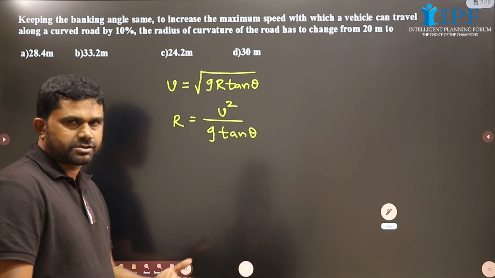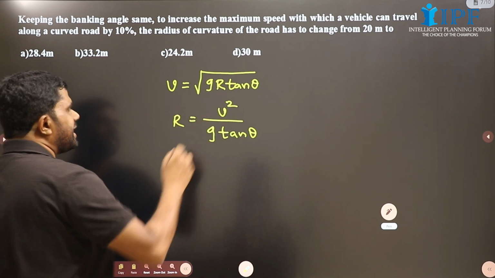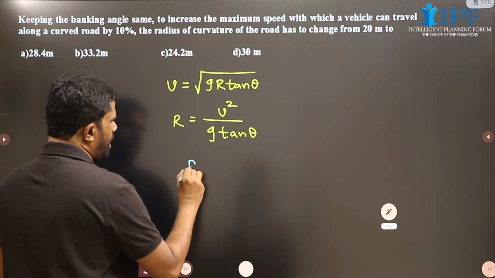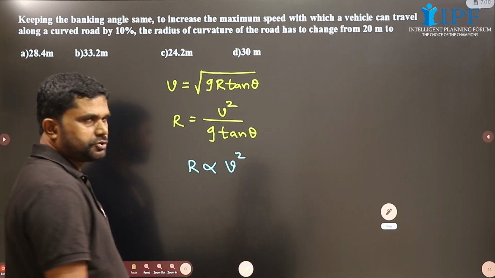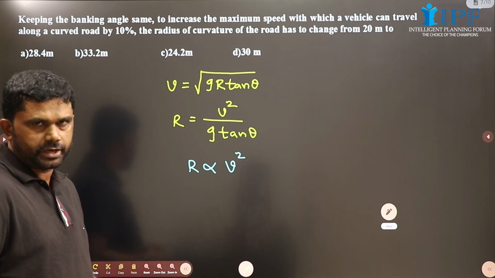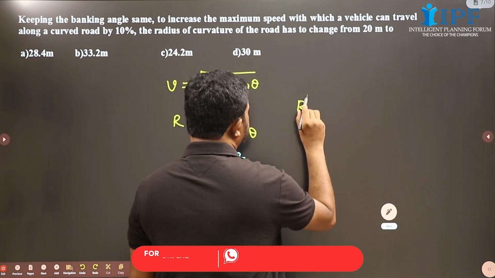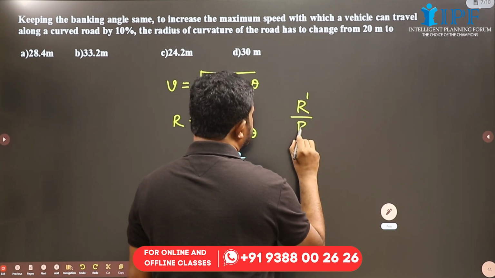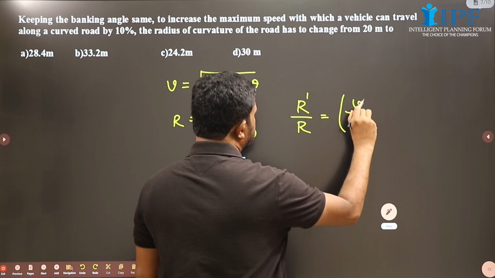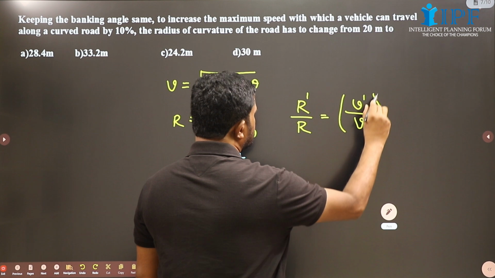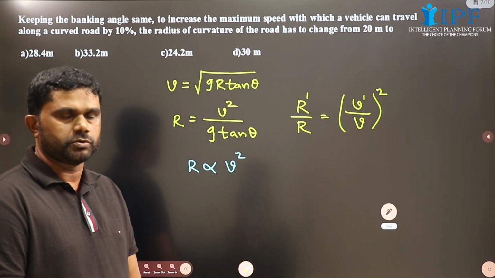Children, here g is constant. Tan theta is also constant. So 1 by g tan theta is constant. So you can say r is directly proportional to v square. Then the final radius is r dash and the original radius is r. So r dash by r equals v dash by v whole square.